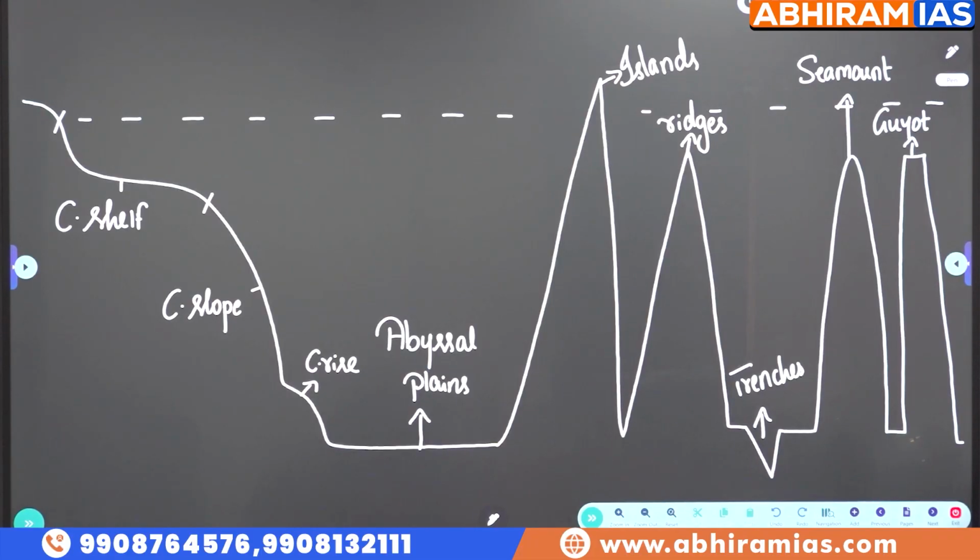Next, seamount and Guyot. Isolated mountains are seamount, and flat topped seamount is Guyot. Done.